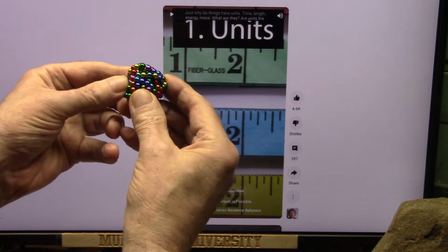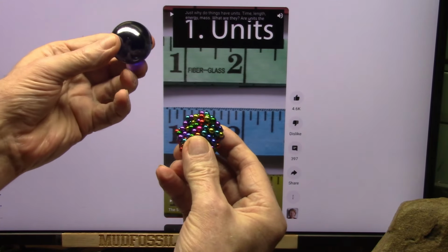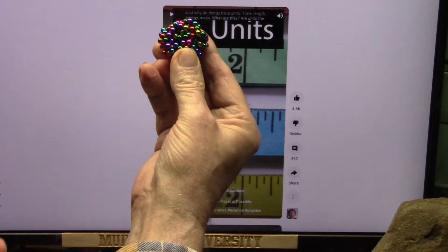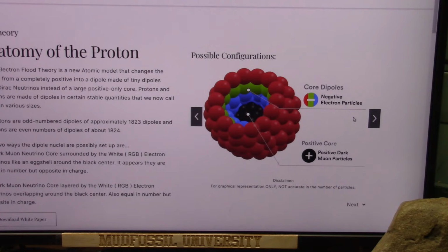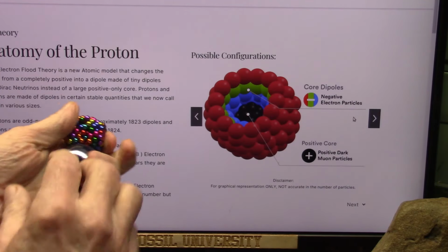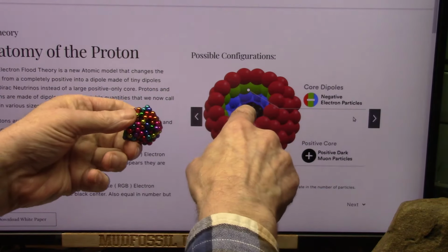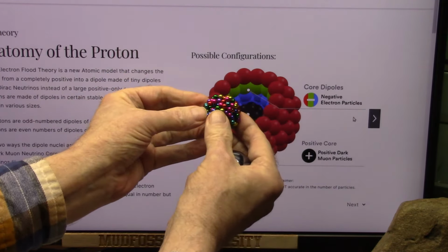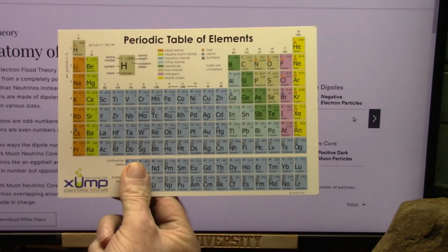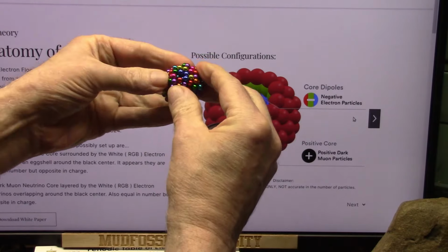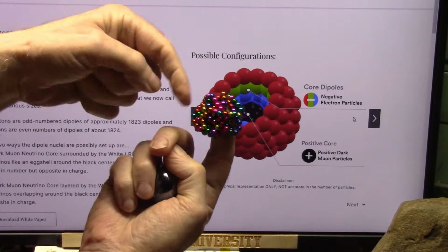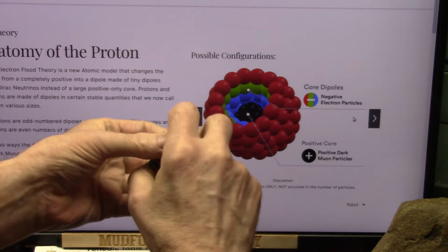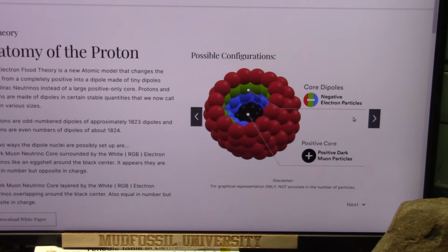And this is what a proton looks like. It doesn't look like this and have a couple of quarks in there and so forth. It's 1,823 dipoles. And the dipole flood theory here on the internet is the atomic model of a proton. All of the dark stuff goes right to the center, and this is all coated with white around it. Anytime you get to the atomic level, all of these are completely coated with electrons. So we can never see inside to where the dark matter was. You're looking for the dark matter, you can't see it. It's inside. And all of the white is surrounding it. And it bounces back at you. That's the whole idea. That's why it's right in front of us. We just never realized it was there.